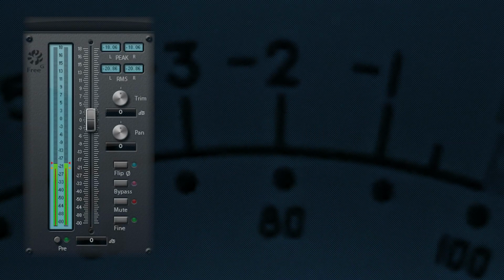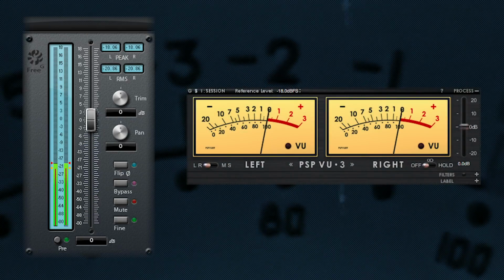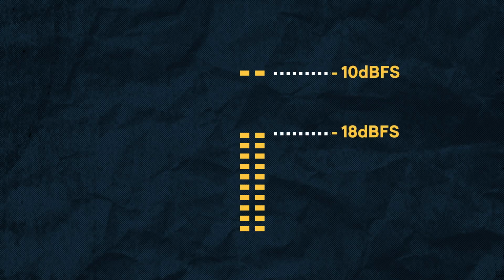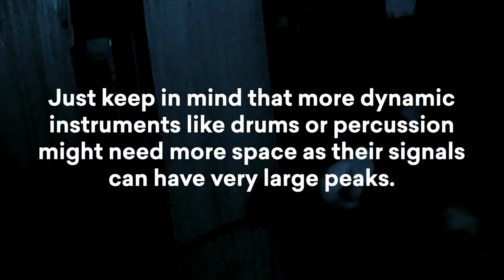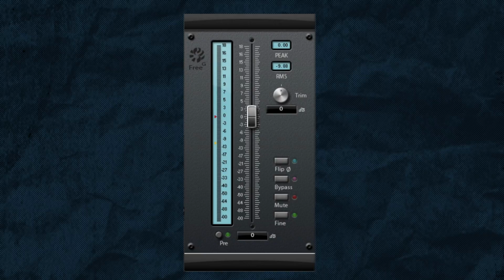A good rule of thumb is to equate -18 dBFS with the analog standard of 0 dBVU. If you keep your peaks hitting not much above -10 dBFS and keep the average level around -18 dBFS, you should have a signal that's right in the sweet spot. Just keep in mind that more dynamic instruments like drums or percussion might need more space as their signals can have very large peaks. For this tutorial, I'll be tracking DI electric guitar.